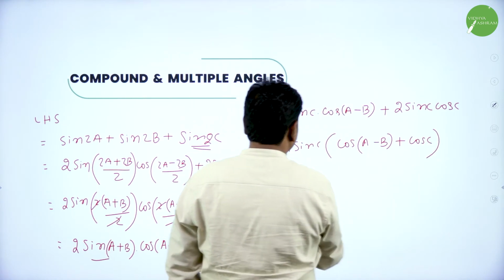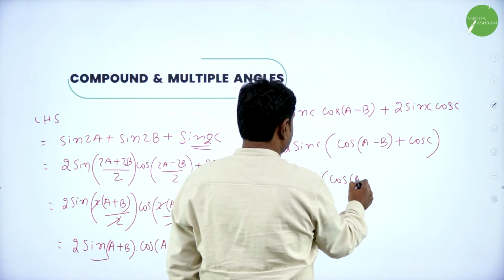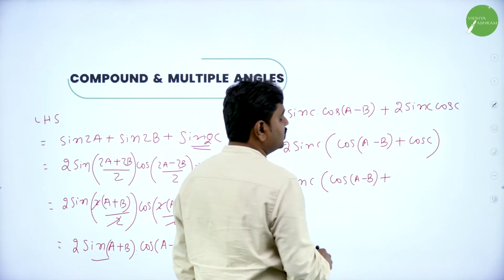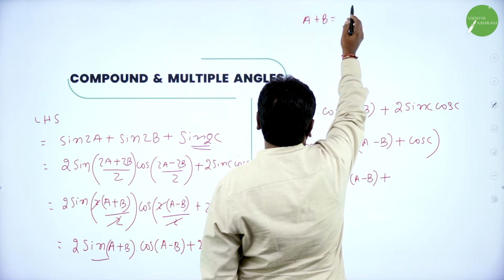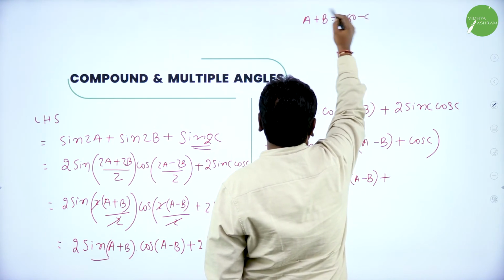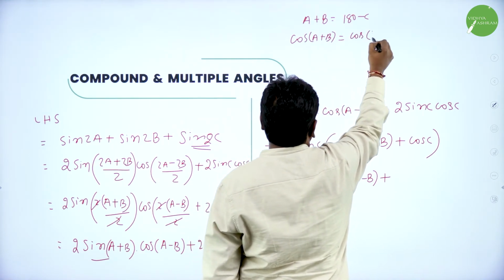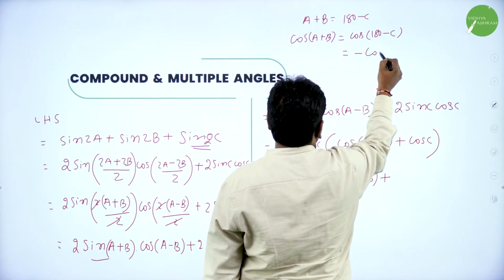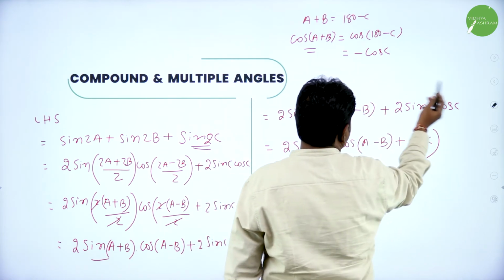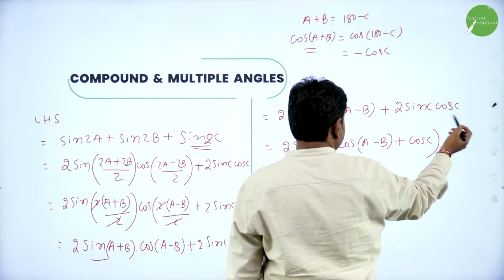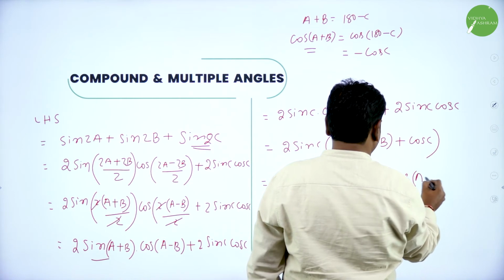Now this is in the form of cos of a plus b, cos of a minus b. We cannot change this, but cos c we can write. See, cos c, same a plus b can be written as 180 minus c. Cos of a plus b is equal to cos of 180 minus c. All of you know cos of 180 minus theta is minus cos theta. So instead of cos of a plus b, you can write minus cos c. So minus cos c can be written as, here we have plus, so if you want minus, I can write this as minus cos of a plus b.